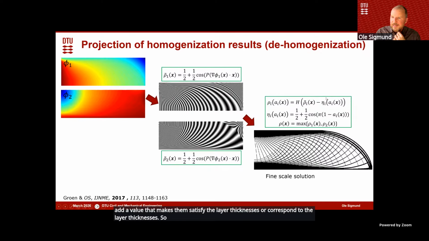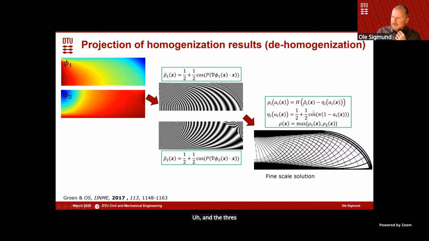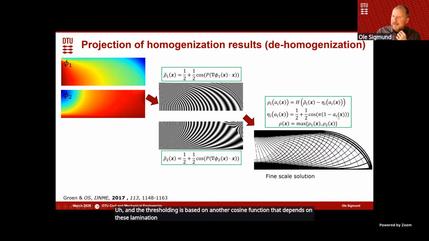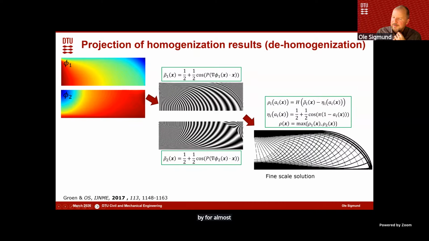That's done with this Heaviside function here. And the thresholding is then based on another cosine function that depends on these lamination parameters. And at the end, we take those 2 fields, put them on top of each other, and select the maximum value of it. And then we get such a beautiful structure here for almost free, since it's just based on one homogenization-based topology optimization on a coarse grid.